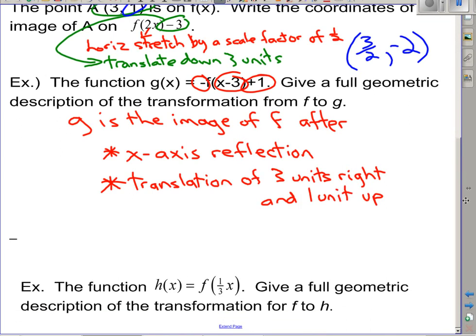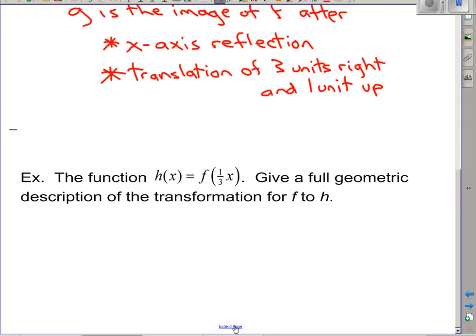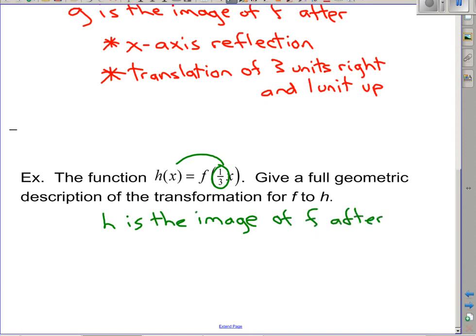The function h at x equals f at 1/3 x. Give a full geometric description of the transformation from f into h. So what's going on here to turn f into h? Well, we've got this 1/3 in front of the x. So h is the image of f after 1/3 beside the x. So we're talking about a horizontal stretch.